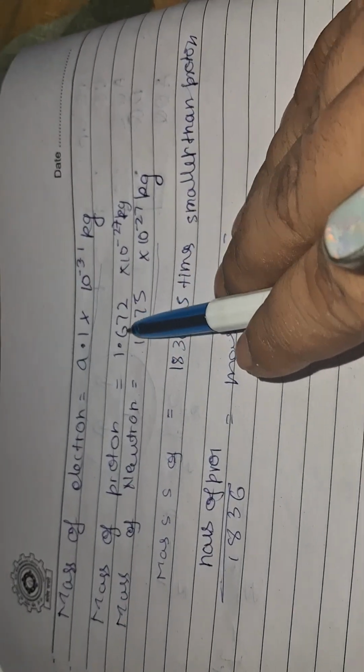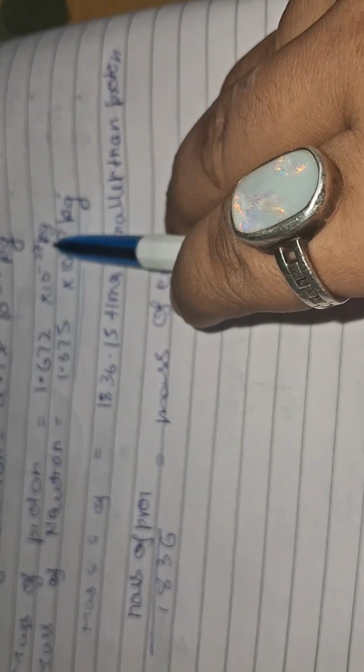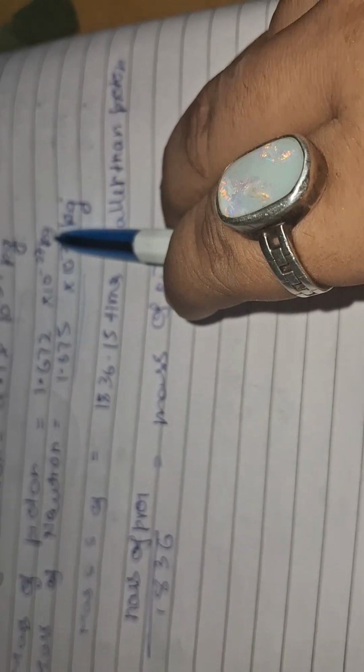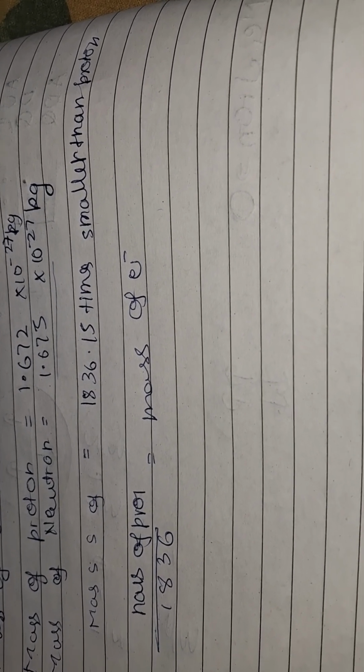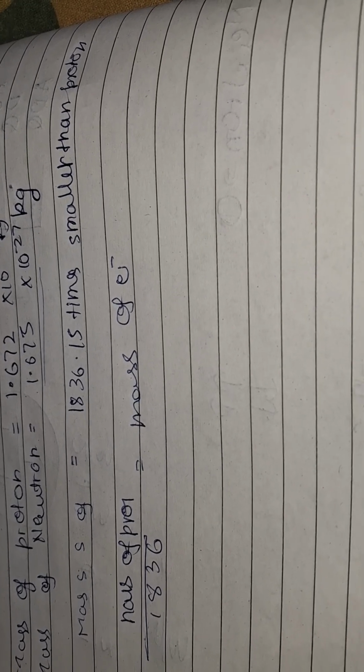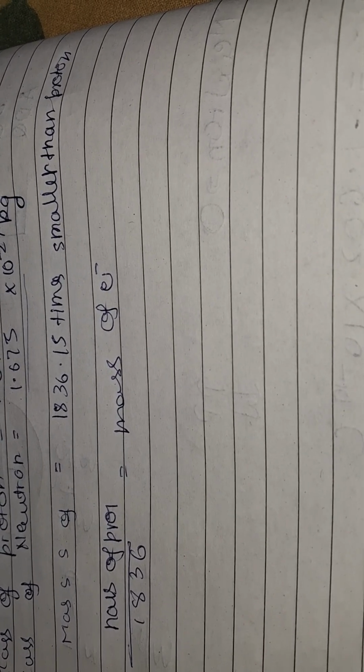The mass of proton is 1.672, but we have learned that it is 1.66 in schools, right? 1.66 into 10 to the power minus 24 grams, or 1.66 into 10 to the power minus 27 kilos. Why do we learn that instead of 1.67 into 10 to the power minus 24 or minus 27 kilos?